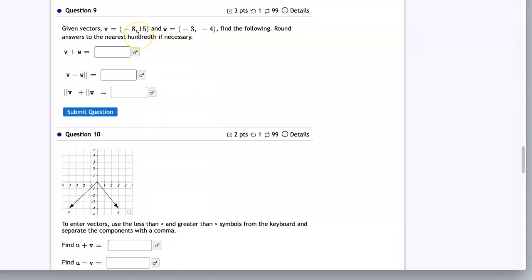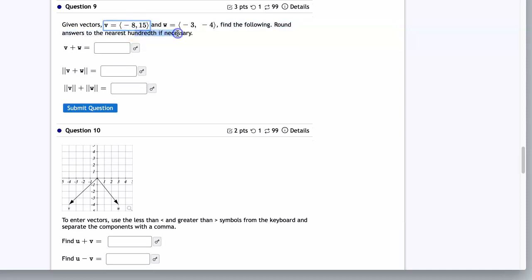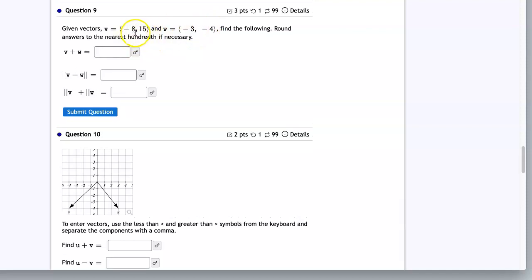Okay, so here's vector addition again. All you have to do is add the x components and add the y components. So if you add negative 8 and negative 3, you get negative 11. And then you add positive 15 and negative 4, you get positive 11. So vector addition is super easy. And what do we see here? These values are not the same. Okay, this is asking for the magnitude of this resultant vector.